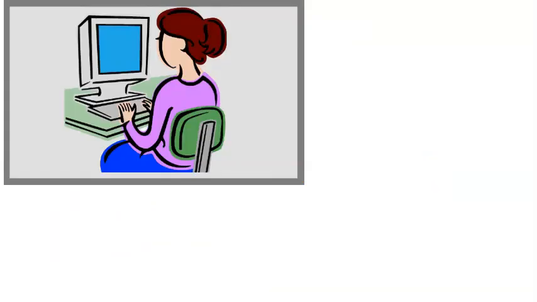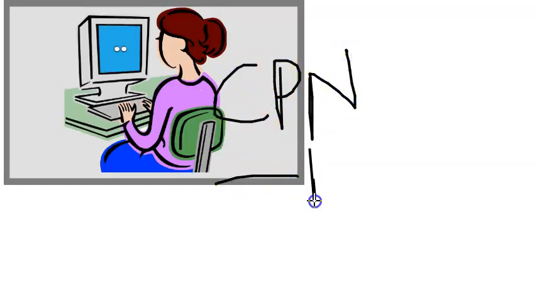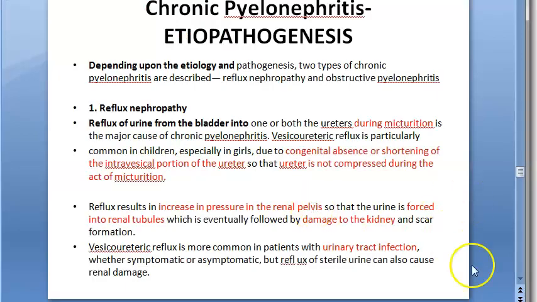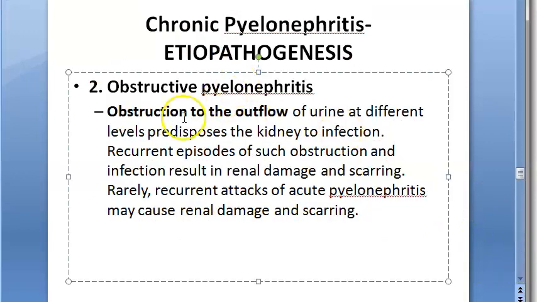So guys, there are two causes of chronic pyelonephritis: the reflux nephropathy and the obstructive nephropathy. We are done with the reflux nephropathy. Now let us move on to obstructive nephropathy. In obstructive pyelonephritis, that is obstructive nephropathy, the outflow of the urine from the kidney is blocked. There is obstruction, so recurrent episodes of such obstruction. Remember, everything here is frequent, recurrent, because of which there is a chronic condition. So this will result in renal damage and scarring.